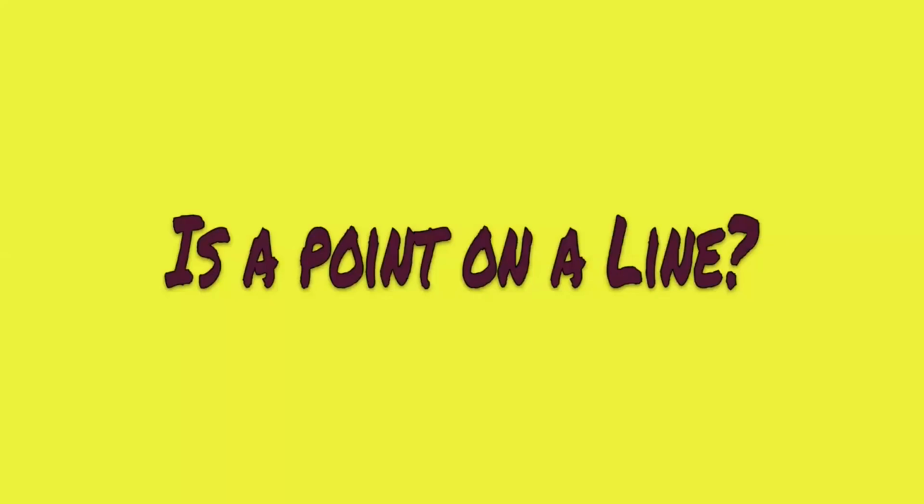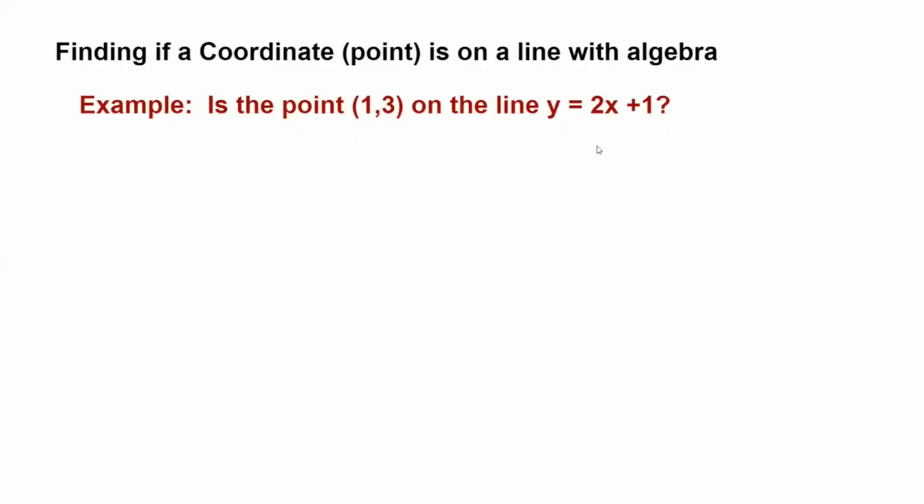In this video, we're going to take a look at how you can use algebra to determine if a coordinate or a point is on a line when you're given the equation for that line. So here's an example. Is the point (1, 3) on the line y = 2x + 1? This is the equation for a line, and we're given this point. So let's take a look at the steps.